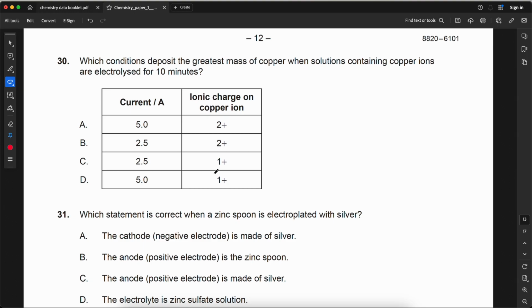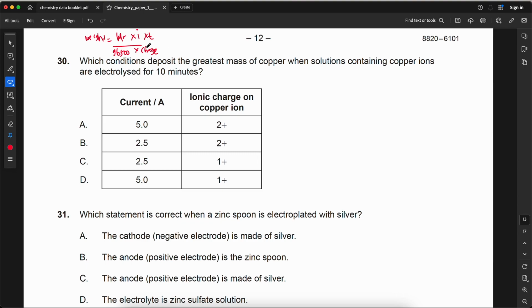Which condition deposits the greatest mass of copper when solution containing copper ions is electrolyzed for 10 minutes? So to calculate the weight, it's Mr times I times T divided by Faraday times charge. Okay, so Faraday is 96,500 and time is 10 minutes, so it's a constant.